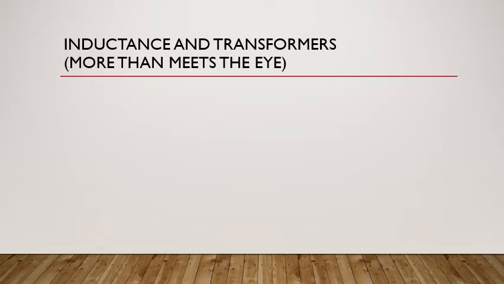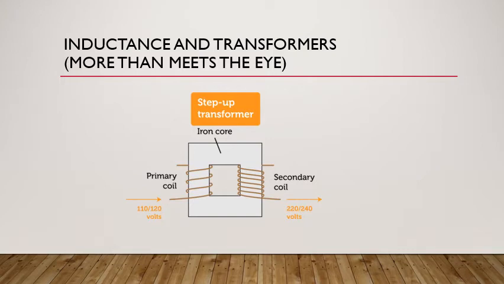The item we're talking about is a famous item. It is a transformer. This one is called a step-up transformer. The primary coil is on the left-hand side, and it has 100 to 120 volts in it. The one on the secondary side has 220 to 240 volts in it.